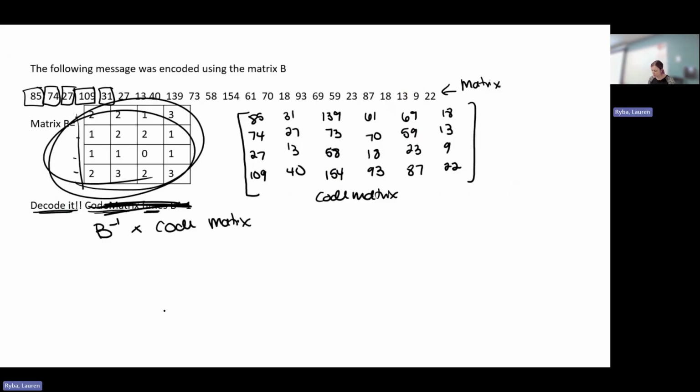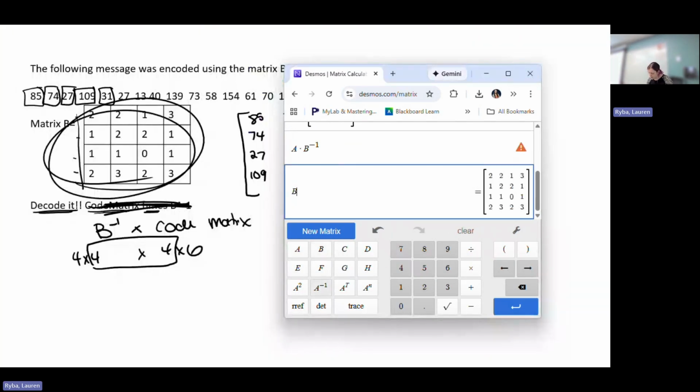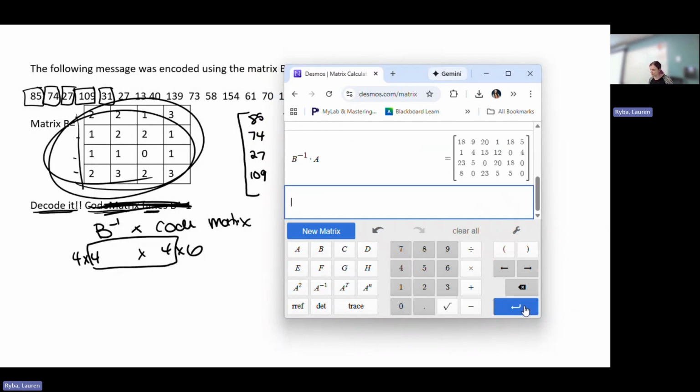Because I have to have the columns and rows in the correct order. This is 4 by 4. This is 4 by 6. I had it backwards. And clearly, if you do it and it gives you the error, it knows you did it backwards. So B inverse times A. Now it works. And you're probably like, but how? What does this even mean? I'll show you on the next slide.